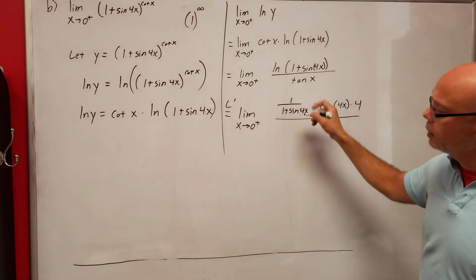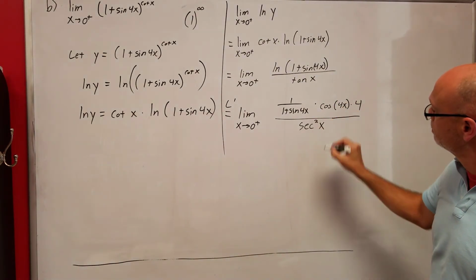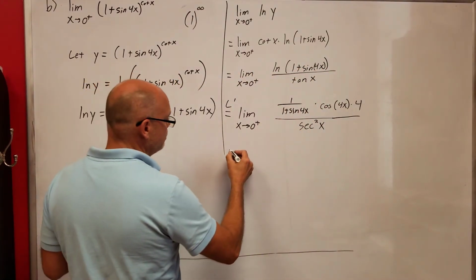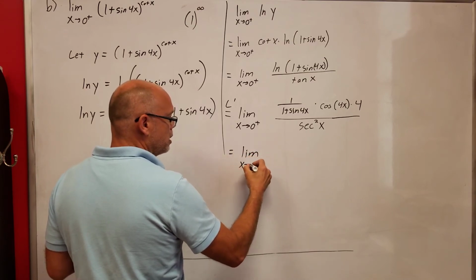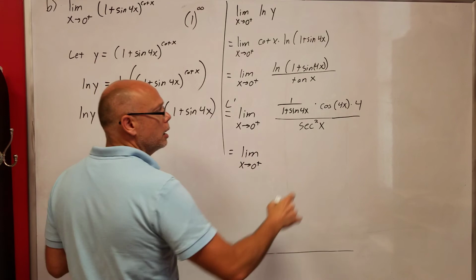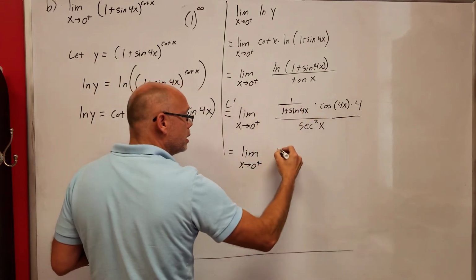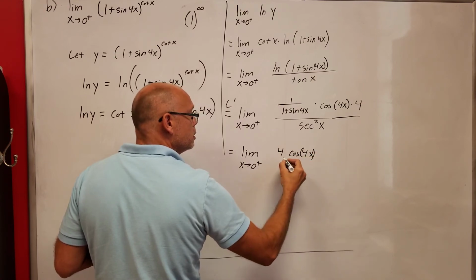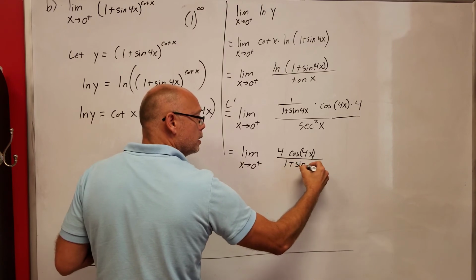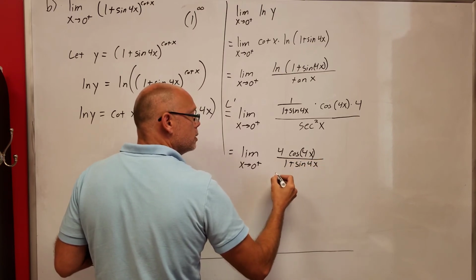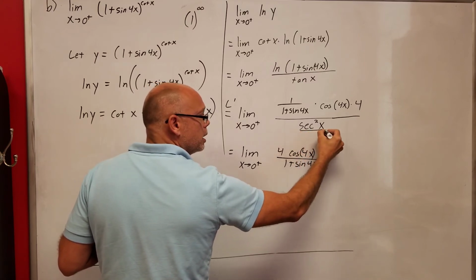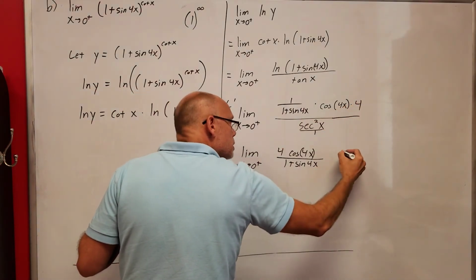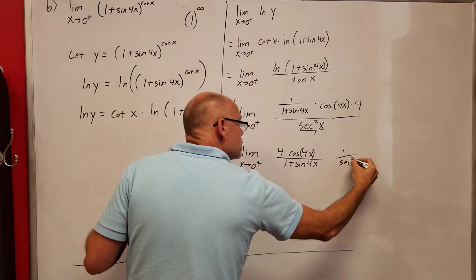How about the derivative of tangent? What is that? Secant squared? All right, let's try to make this look a little better. So this is the limit as x approaches 0 from the right. This part I can put up top, and I could call that 4 times cosine of 4x over 1 plus sine of 4x. Now isn't this part really over 1, over an understood 1? So I can multiply by the reciprocal now and say that's 1 over secant squared.